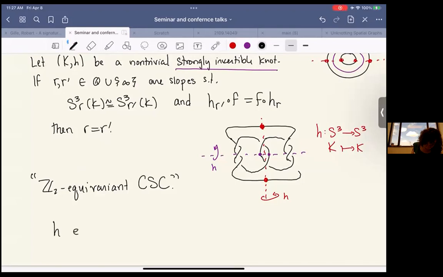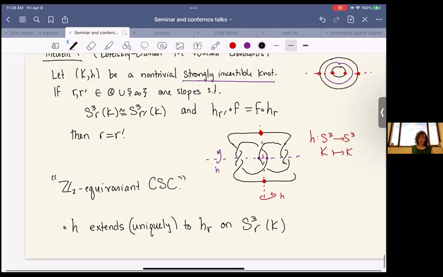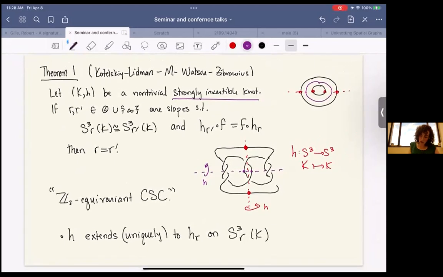So H extends uniquely to H_r on the surgery. So we're taking a strongly invertible knot. And then when we have this H_r that shows up in the statement of the theorem, that means the involution extended to the surgery. And it's that we want to be compatible with the orientation preserving homeomorphism.